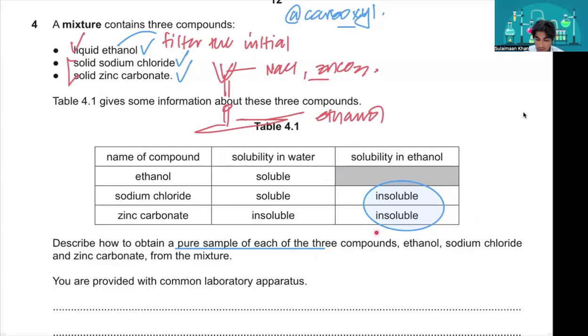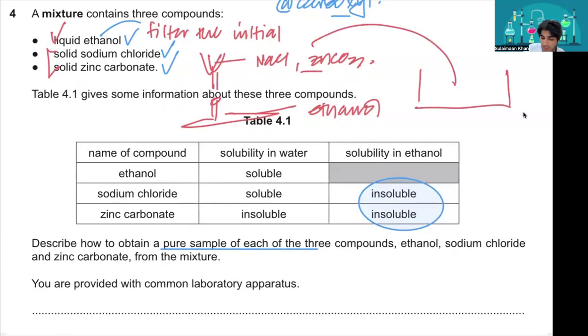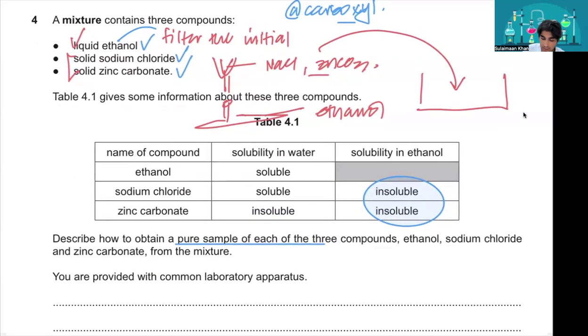Use this solubility to your advantage. And then what do you do? Once you filter it out, place NaCl and zinc carbonate in a beaker and add water to it. Because once you add water, sodium chloride would dissolve, zinc carbonate would remain insoluble. Remember, heat and stir.